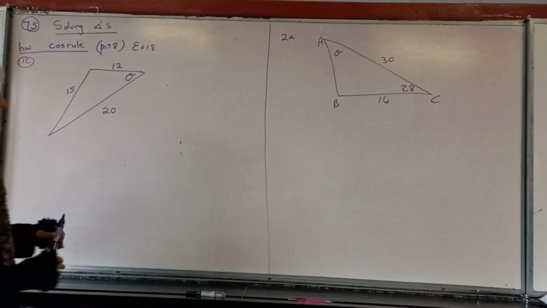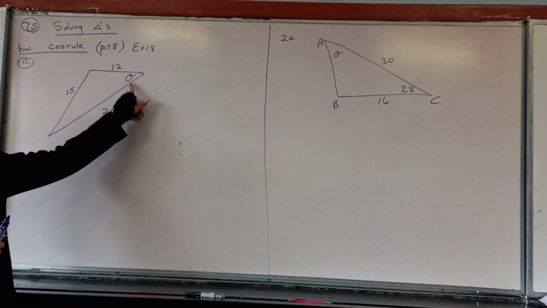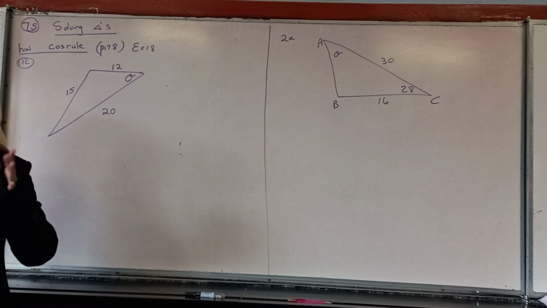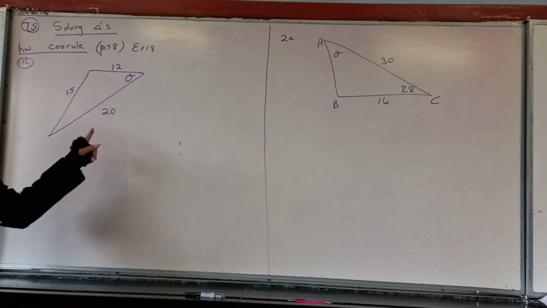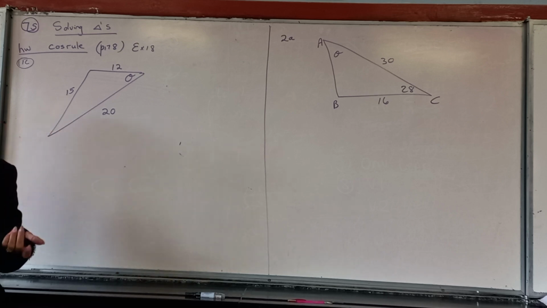Busy still with solving triangles. So if I ask you in this question to find the unknown variable, which is theta, an angle, you know that to find sides and angles, you need to have the sin and cos rule ready to yourself because there's no 90-degree angle. It might be a 90-degree angle somewhere, but we don't know it yet.